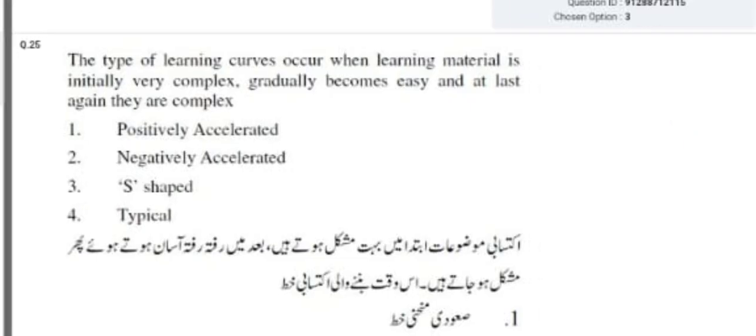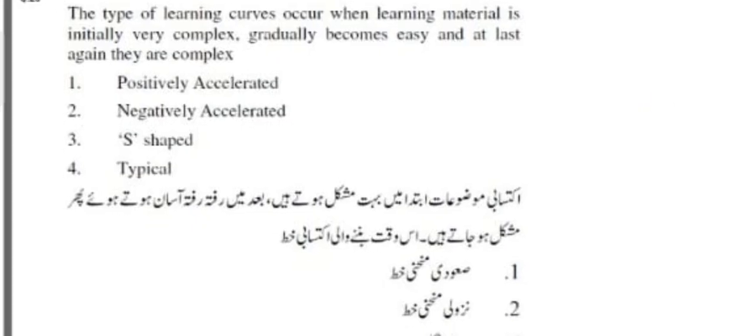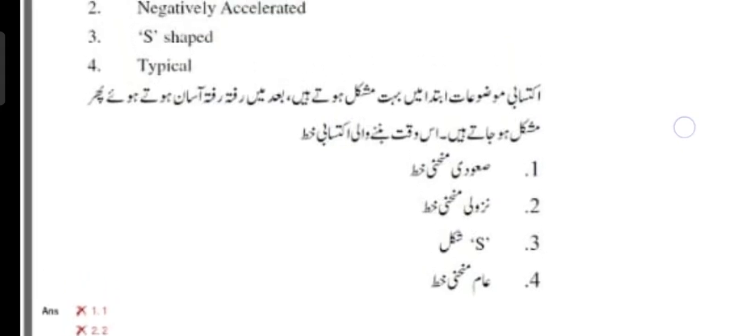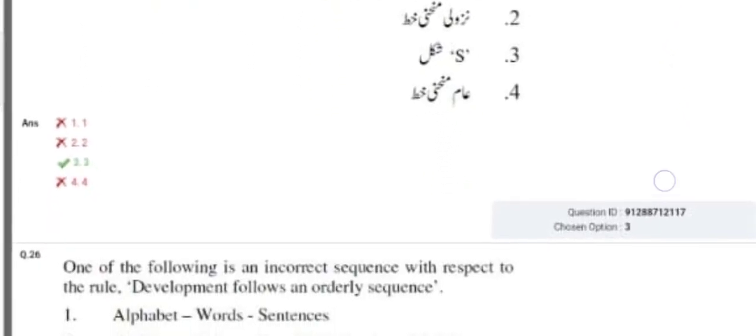Let's see. 25th question. The type of learning curves occur when learning material is initially very complex, gradually becomes easy, and at last again they are complex. So positively, negatively, S-shaped. So the answer is S-shaped.